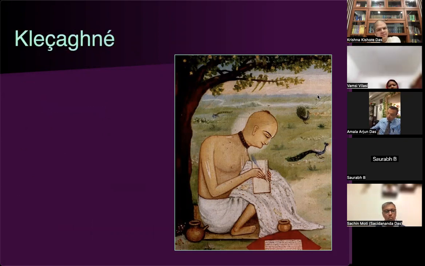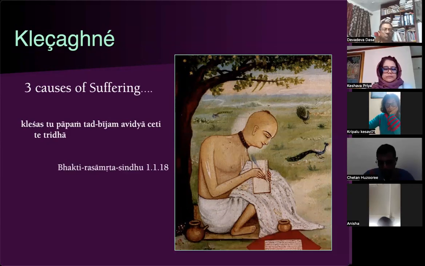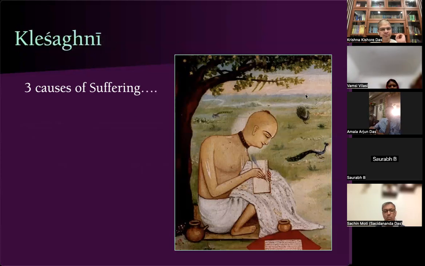Now, what causes this distress? What causes this kleshagni? There are three causes of suffering. Please hear attentively and you can make notes. What causes miseries in our life? There are three causes of suffering. Kleshastu papam tad bijam avidya cheti te tridha. There are three causes of misery. Let's see them one by one. First is papam, sinful activities. When we perform sinful activities, we suffer. That is the first reason.